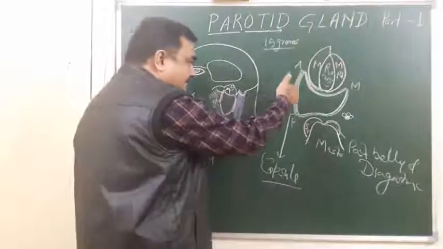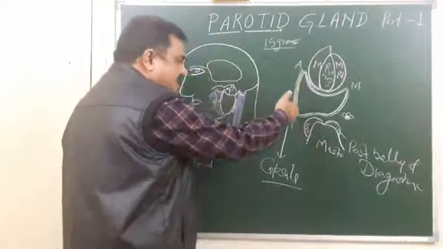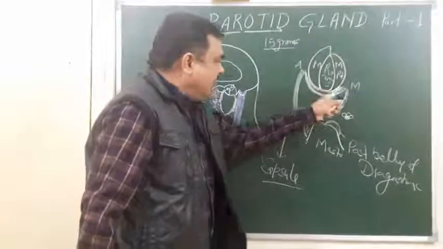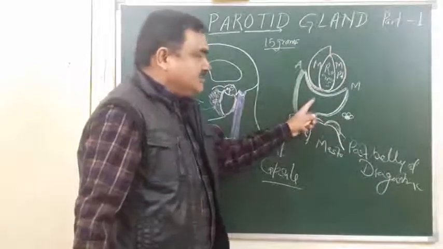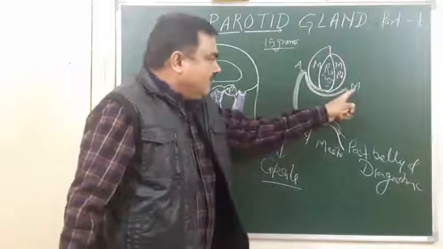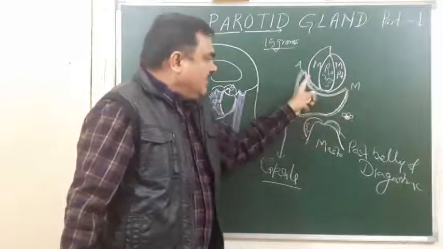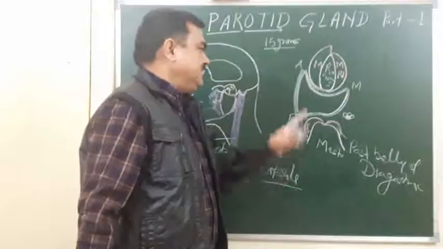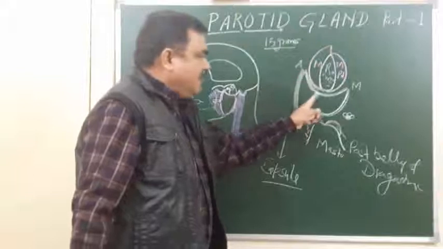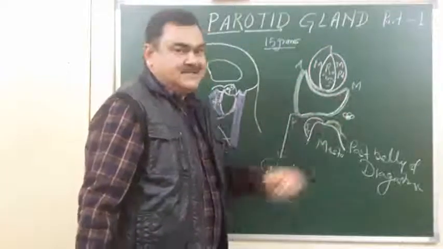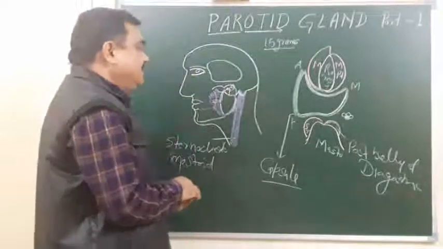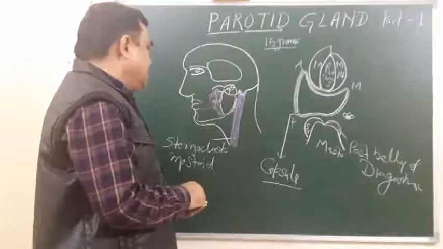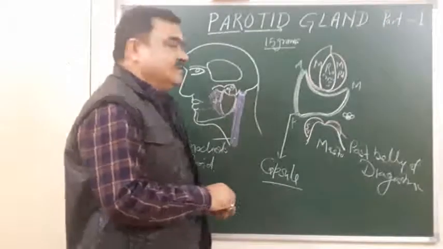One is superficial surface between anterior and posterior border. In this diagram, this is superficial surface. And there is deep surface from here to here. This deep surface is divided into two parts by medial border, into anteromedial and posteromedial surface. So there are three surfaces, three borders, and apex and base. So these are external features of the parotid gland. Thank you.